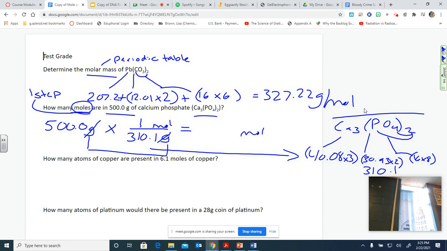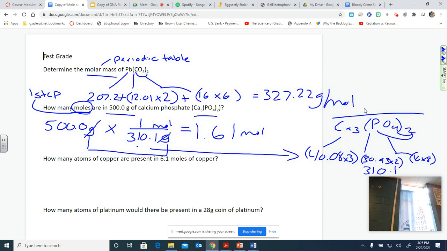This times 1. So 500 times 1 is still 500. Divided by, and it's on the bottom of a fraction, that means divide by 310.1. So I have 500 divided by 310.1, and I get 1.61. Well, there you go. That was the first kind of one-step problem we did, going from grams to mole, or mole to grams. The next one is easier.